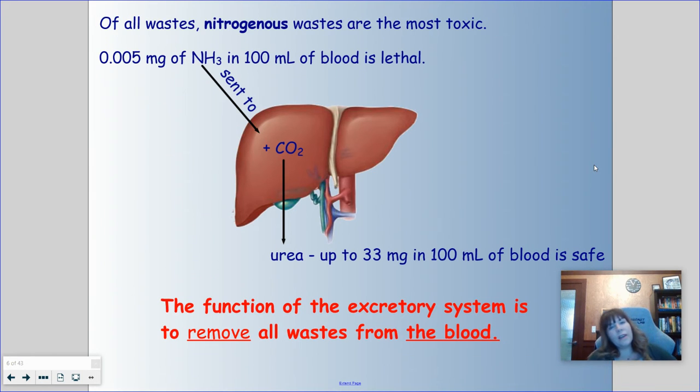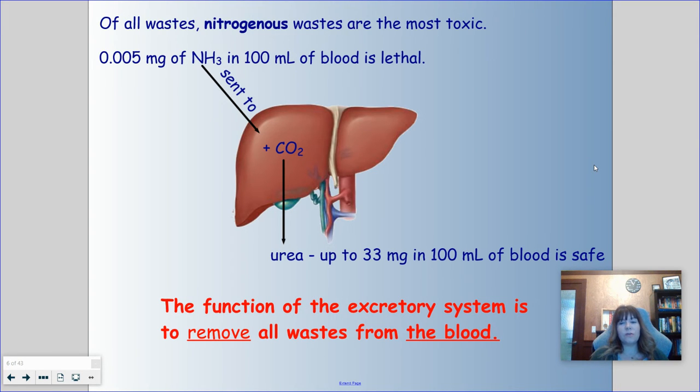Again, all of the wastes in your body, nitrogenous wastes are the most dangerous. Those are the ones that come from your proteins or your amino acids specifically, or the nucleic acids. What you can see here is that ammonia is sent to the liver, and the liver actually converts it into a more usable product called urea, hence urine. Too much ammonia in our body is actually extremely lethal, but urea is not. You can have a little bit more. So you can have, instead of 0.005 milligrams, you can have 33 milligrams, which is a big deal.